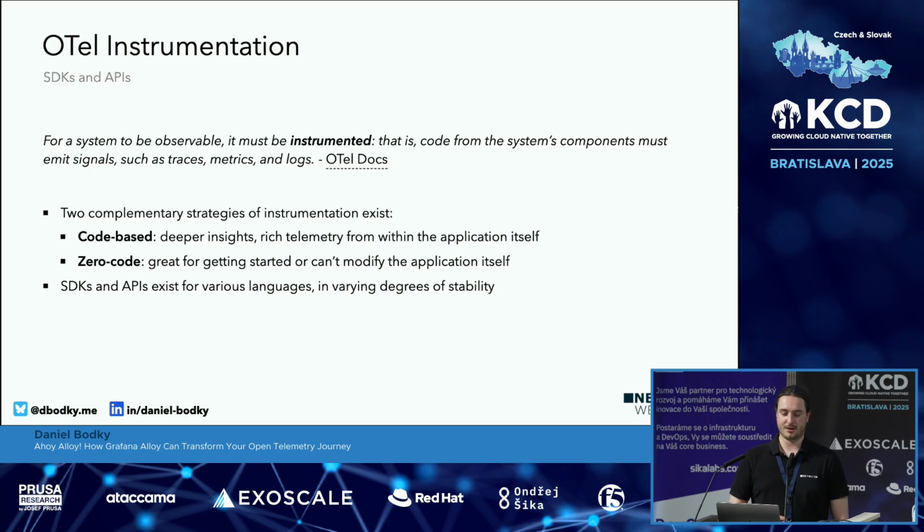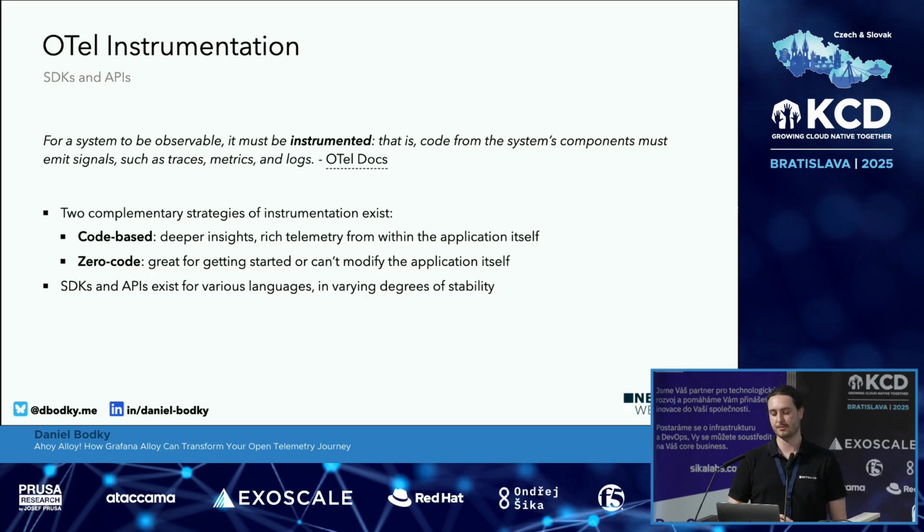Now, you somehow need to generate all those signals, right? They won't just fall out of your source code. To quote the OpenTelemetry documentation, for a system to be observable, it must be instrumented. That is, code from the system's components must emit signals, such as traces, metrics, logs, and then you can go on and collect them somewhere else. More on that on the next slide.